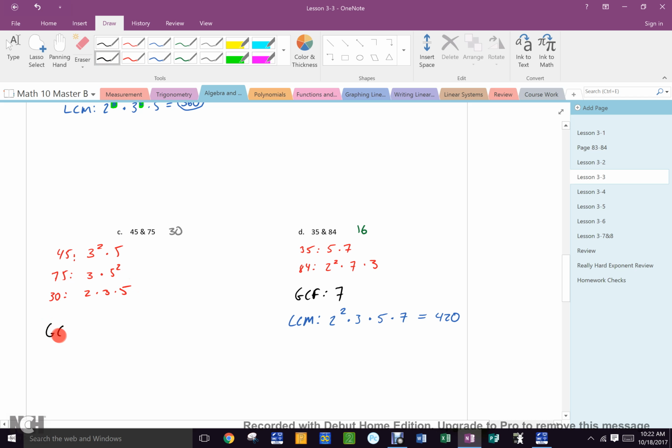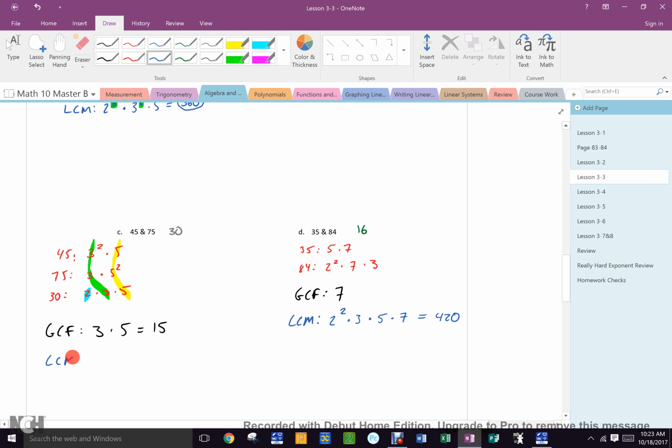So what's my new GCF? I count everything that's common. Is there a 3 in all of them? How many 3's? 1. Is there a 5 in all of them? How many 5's? 1. Is there a 2 in all of them? No, so I don't count 2. So what's my GCF? It's still 15.